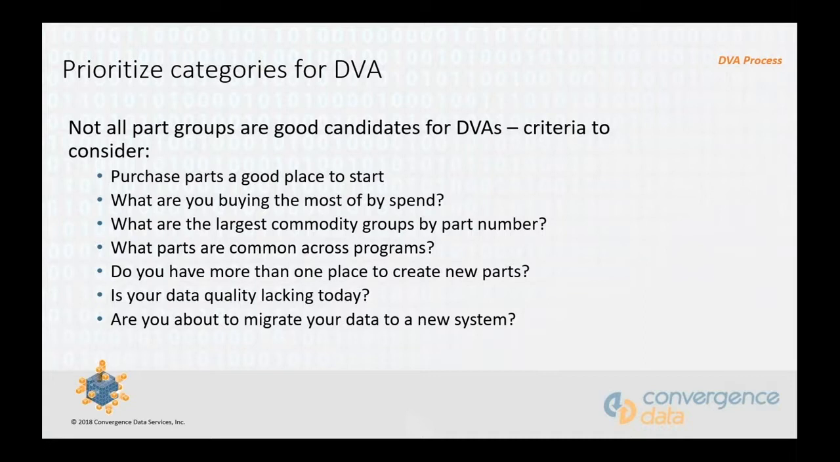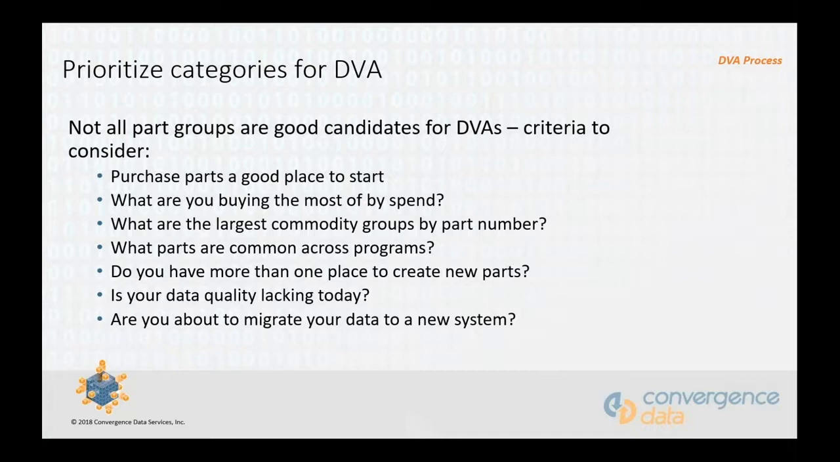You probably want to know, which commodity groups do you have the biggest parts proliferation issue? Where do you have most of your part numbers? And it's also good to know, are these parts that you're looking at cut across a lot of different programs and platforms and different divisions? That's also usually a good candidate for a DVA. And if there is more than one place to create a part, then you're probably going to have a good opportunity to see results from a DVA, because it's probably duplicates.